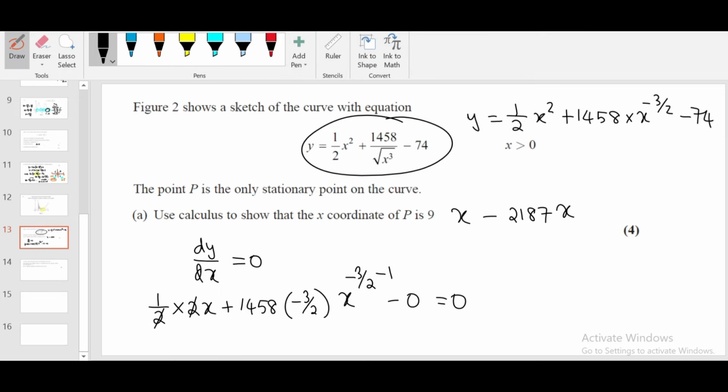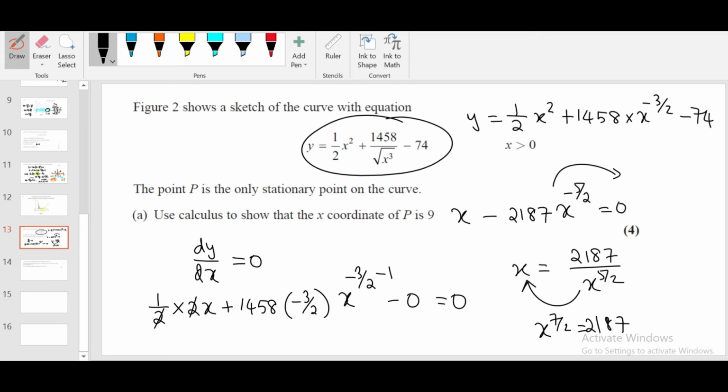2187 x power minus 5 over 2 is 0. So bring this term to this side, it's going to be 2187. I'm going to put it as divided by x power positive 5 over 2 and bring it here to make x the subject. x power 5 over 2 plus 1 when you multiply, x power 7 over 2 is 2187.